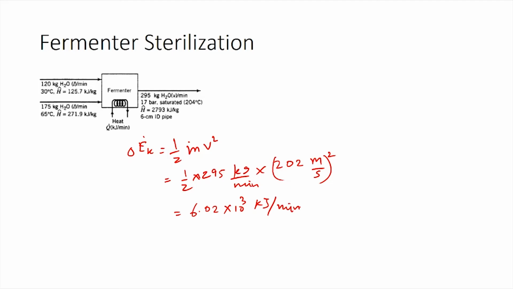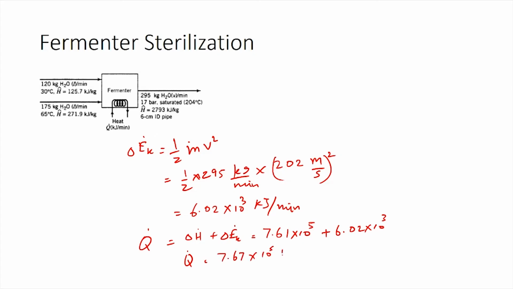So, substituting this back into the equation for heat, we get Q dot equals delta H dot plus delta Ek dot, which is 7.61 times 10 power 5 plus 6.02 times 10 power 3, giving us Q dot equals 7.67 times 10 power 5 kilojoules per minute. So, this is the heat which needs to be supplied to the system.